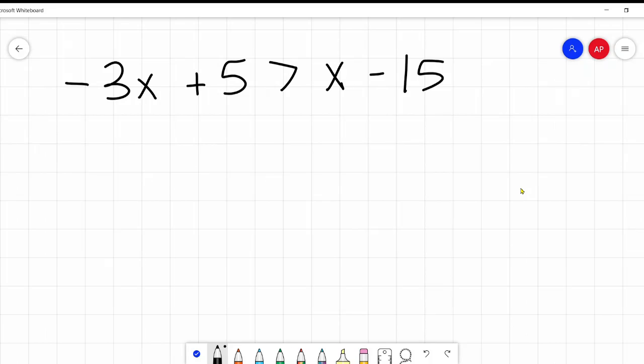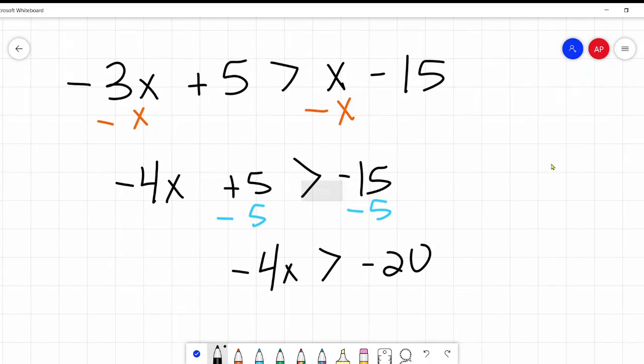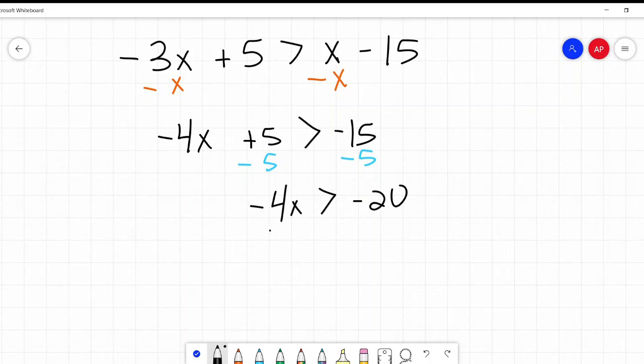All right, so first thing, I'm going to get all the variables on one side, numbers on the other. So I'm going to subtract x from both sides. Gives me negative 4x plus 5 is greater than negative 15. Then I'm going to subtract 5 from both sides to get the numbers on the right. Negative 4x is greater than negative 20. And then I go, oh, okay. Well, now all I have to do is divide by negative 4 on both sides, and I get x is greater than 5. Woohoo, I'm done.